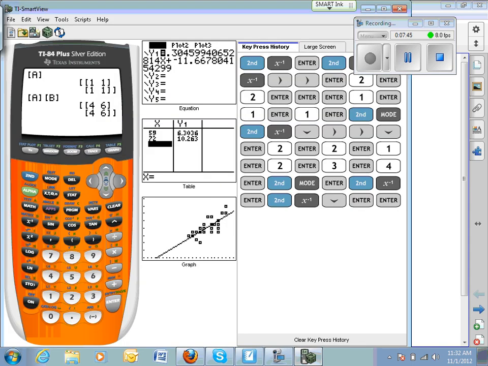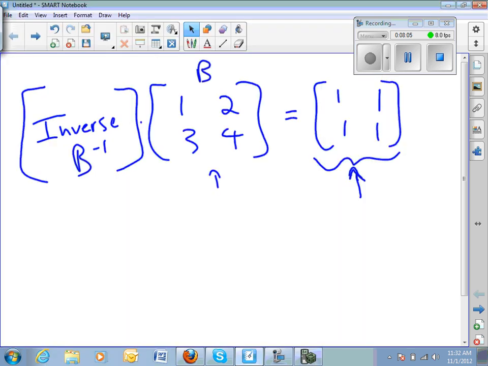Okay, so we've got a problem here, because when we take 1, 1, 1, 1, this matrix, times matrix B, if this is the identity, then this times matrix B should give us matrix B, and it didn't. Yes. So something went wrong. So let's back up and see if we can fix this. What do we need to change about this matrix to make it the identity?